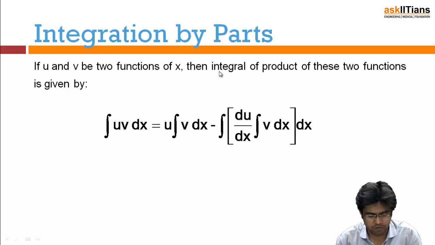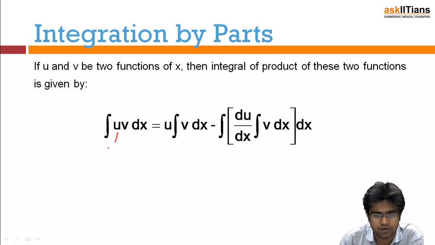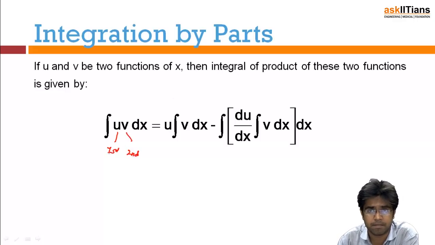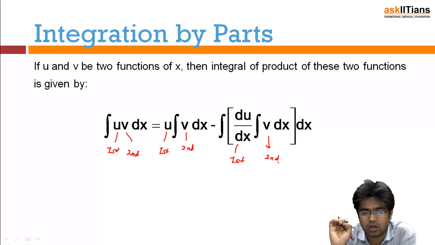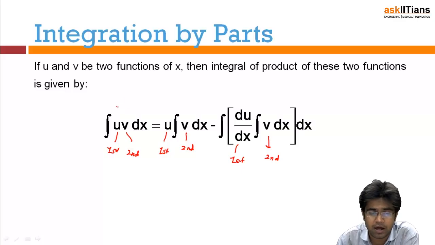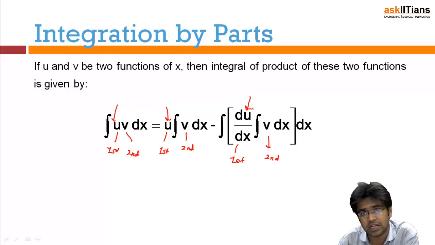So suppose that there are two functions u and v. Let's say that u is our first function and v is our second function, and these cannot be combined, and you want to integrate these two functions. So the integration is given by first function into integration of second, minus integral of d by dx of first into integration of second. So here the main thing that you need to observe is that you are never integrating u directly. You are first differentiating it, combining it with some other function, and then integrating.